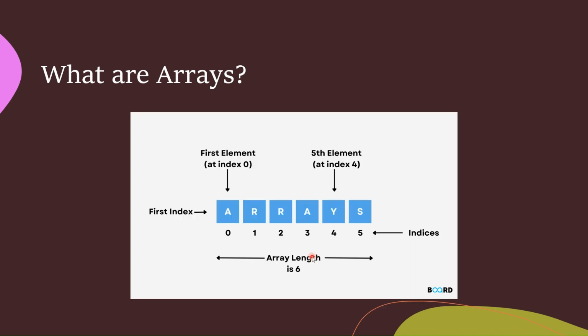Here is another example. We have the first index, which is 0. The array length is 6. The fifth element is at index 4.